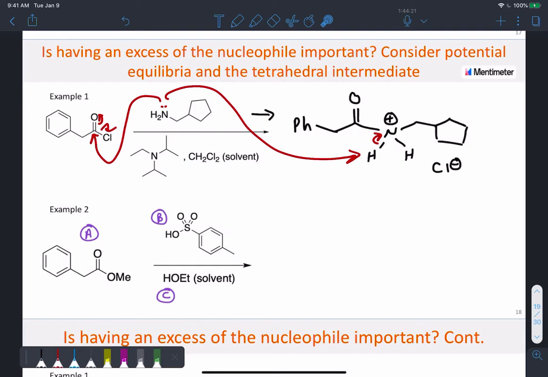So we either need to have two equivalents of the nucleophile for every molecule of electrophile, so that one molecule can act as the nucleophile, the other molecule acts as the base later on in the reaction mixture, or we do one equivalent of the nucleophile and we add one equivalent of a non-nucleophilic base, like Hünig's base.